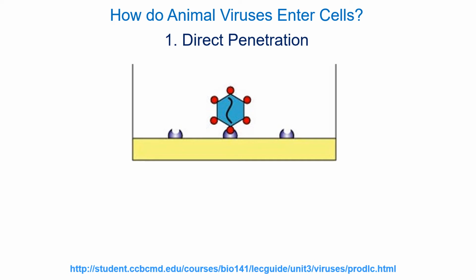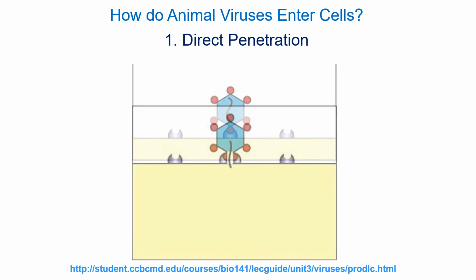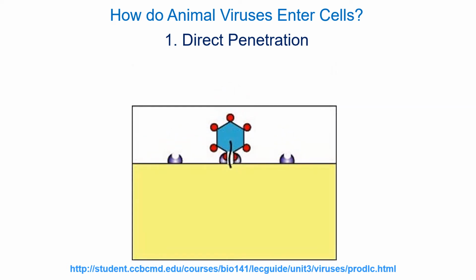Let's start by looking at direct penetration. We have a polyhedral, non-enveloped virus here. And what it's doing is it's attaching to proteins on the surface of the host cell. Now, these proteins are most likely protein channels. So these would be pores, essentially, that can be used to move things in or out of the cell. It's going to bind to this channel, and it's going to open the channel. And then it's going to pass its genetic material, DNA or RNA, into the cell.